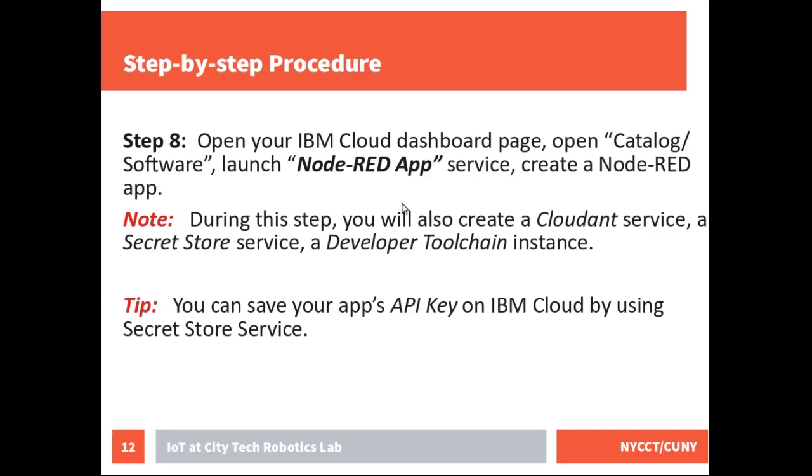Step 8. Open your IBM Cloud dashboard, open Catalog software, launch Node-RED app service, create a Node-RED app. Note, during this step, you will also create a Cloudant service, a secret store service, or developer toolchain instance. You can save your Node-RED app's API key on IBM Cloud by using secret store service.